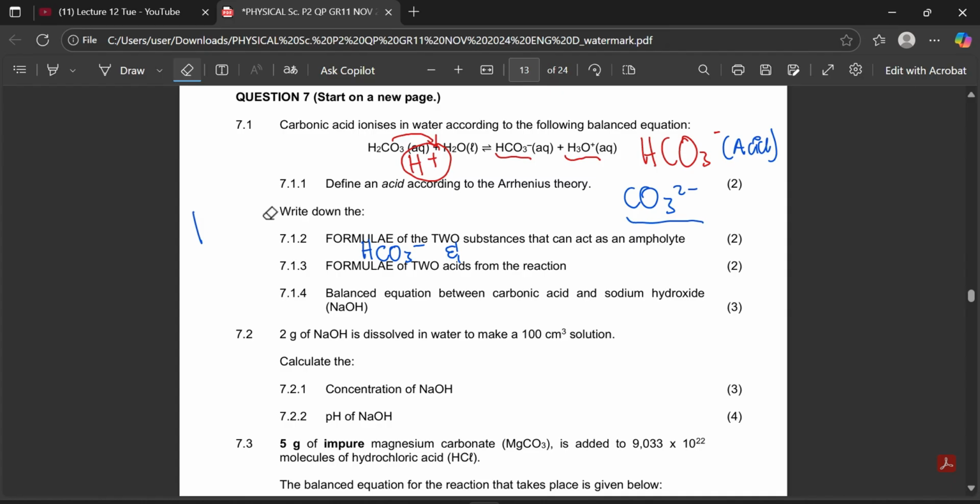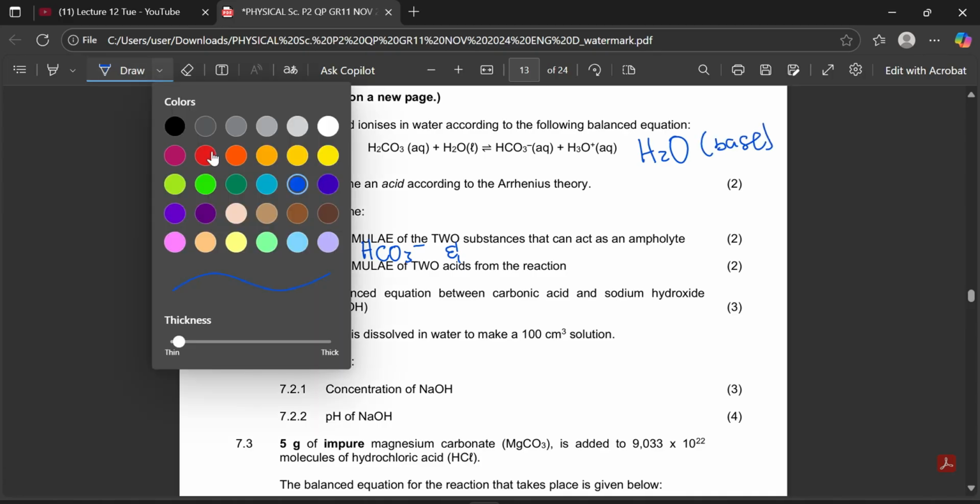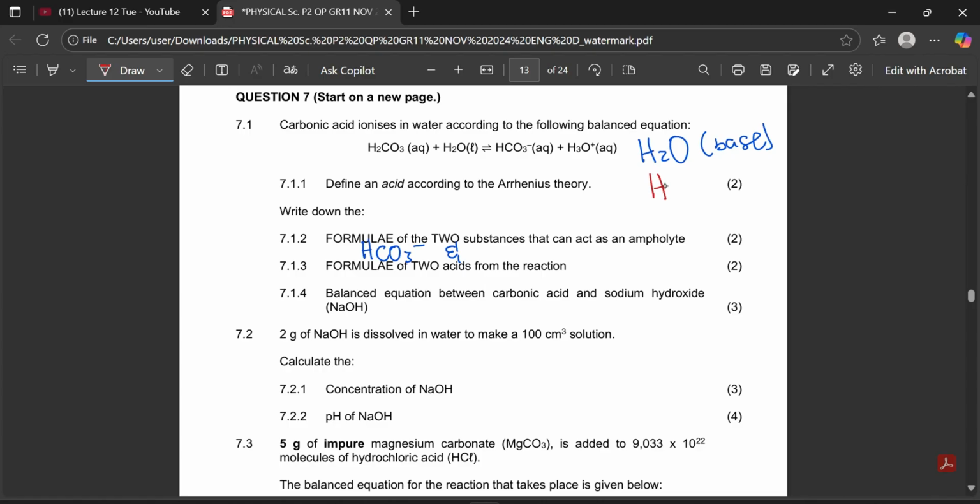And the second one, now let's see which one the second one would be. So here's what happens. Let's look at water. What happens when water acts as a base? When water is a base, it receives a proton. Remember, it receives a proton. What does it become? H3O plus.